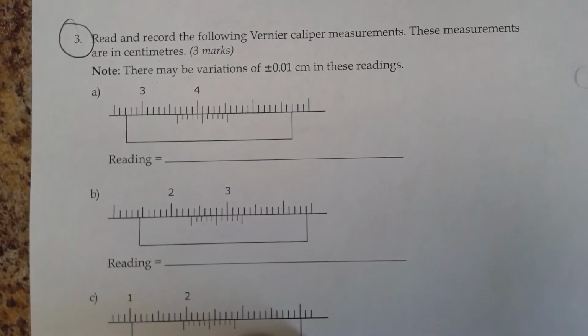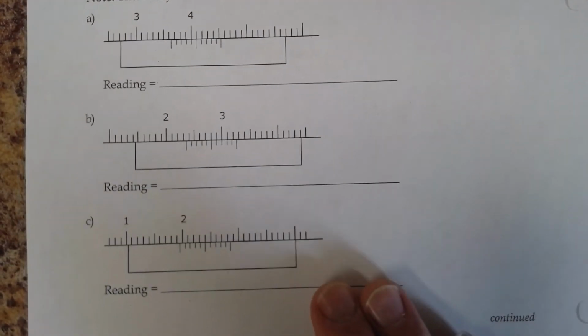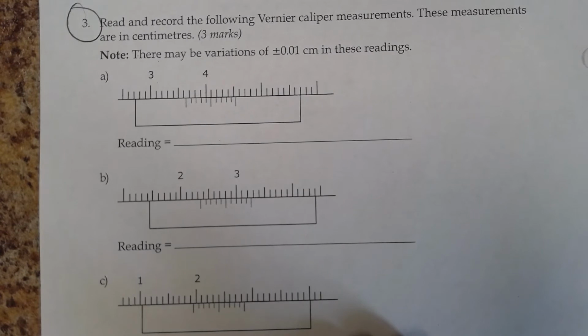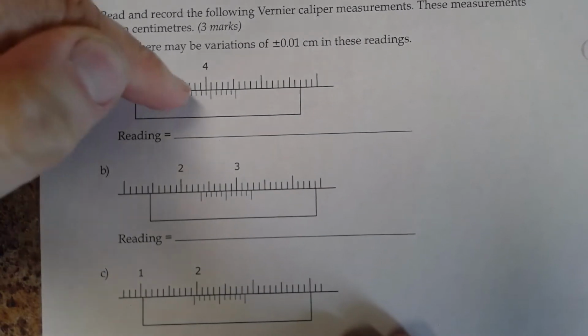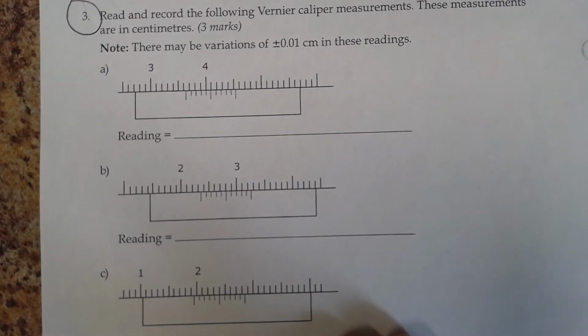Number 3. Read and record the following vernier caliper measurements, and they are in centimeters. So you're doing a caliper measurement reading. If you don't remember how to do it, then go back to lesson 3, where we did vernier calipers. Do a quick review, and then do these questions.